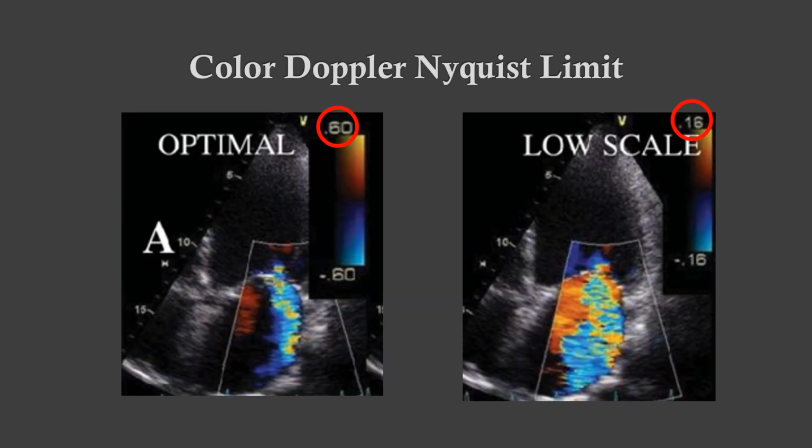Here we have two examples of an optimal Nyquist limit and a low scale. On the left-hand side, the Nyquist is appropriately adjusted. We see clearly the regurgitant jet. On the right-hand side, the scale or the Nyquist limit is very low, 0.16, and we can see how messy and aliasing the regurgitant jet is.